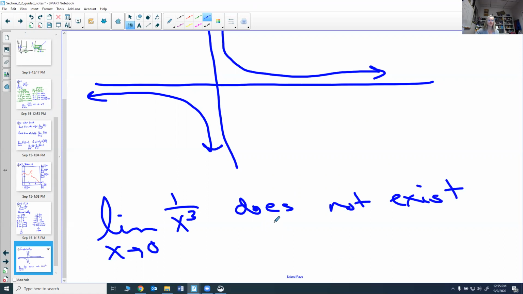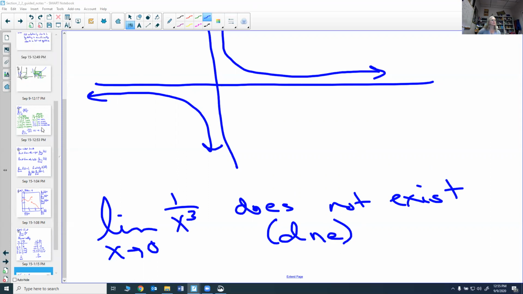We use does not exist an awful lot, so we usually use DNE for does not exist. So that gets me back to this idea of when do these limits exist and what's happening with them. So let's go back and fill in this definition of a limit.